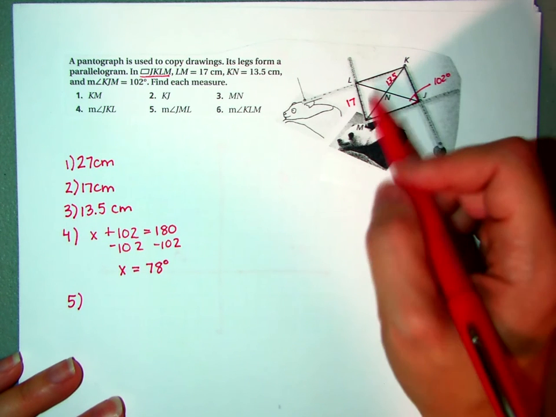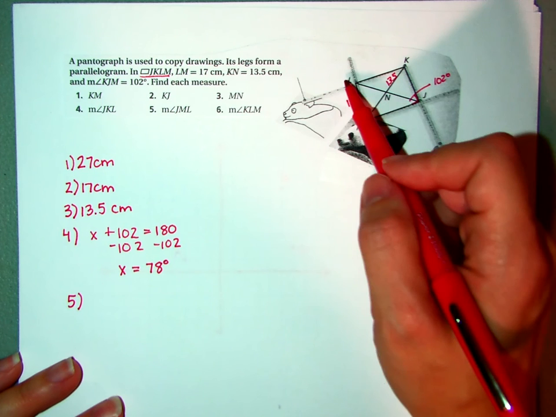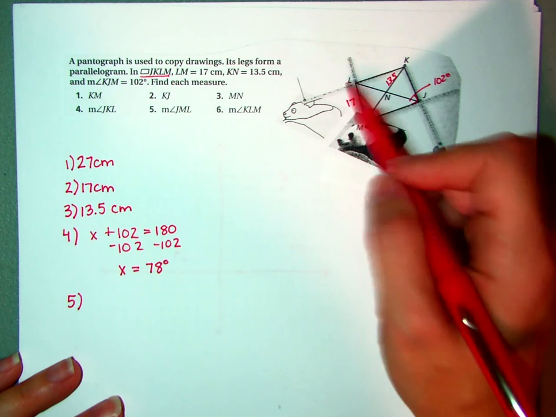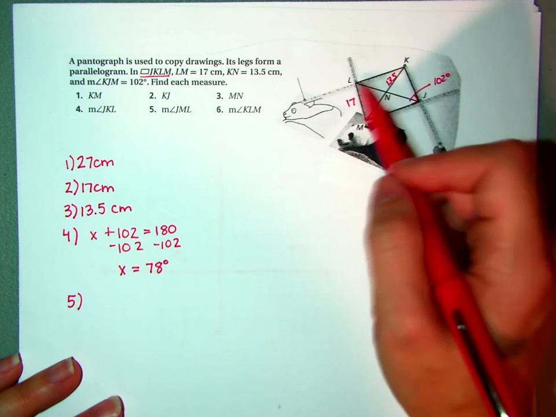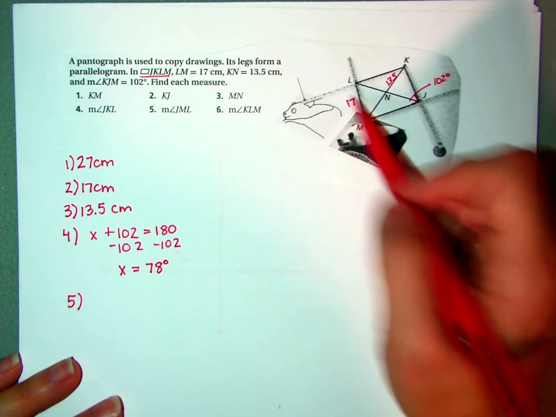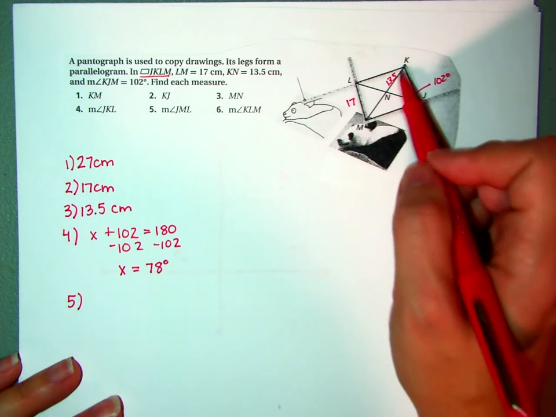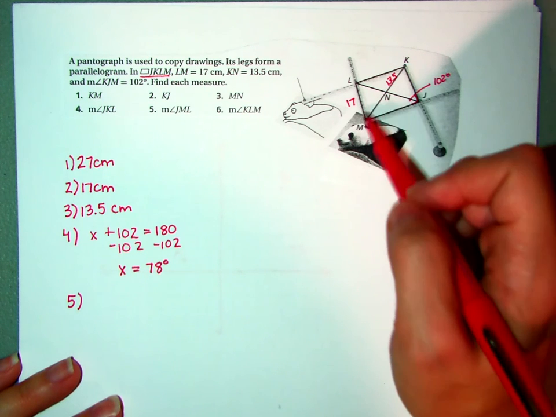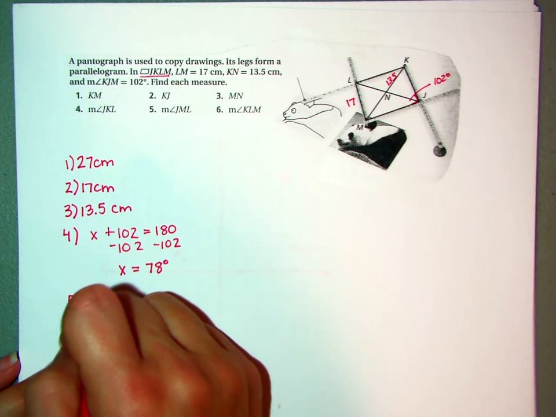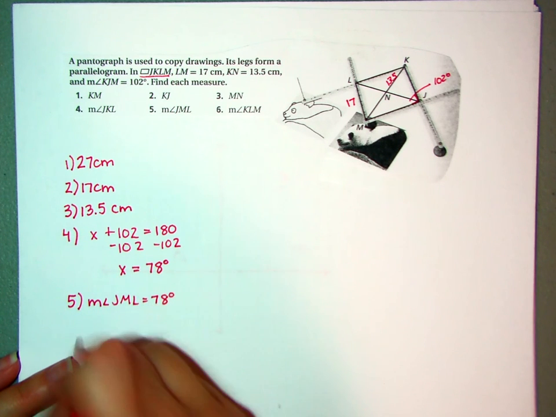On number 5, it says we're supposed to find the measure of JML. Well, we just found this other angle here, the JKL, and JML is directly opposite of it, and inside a parallelogram, the opposite angles are congruent. So if this is 78 degrees, so is this. So the measure of angle JML is also going to be 78 degrees.